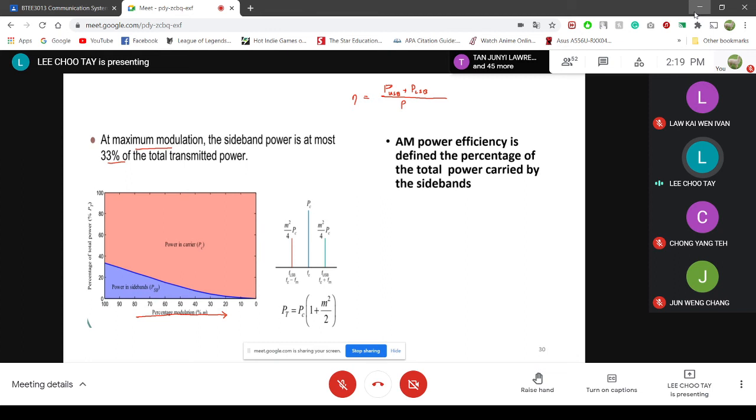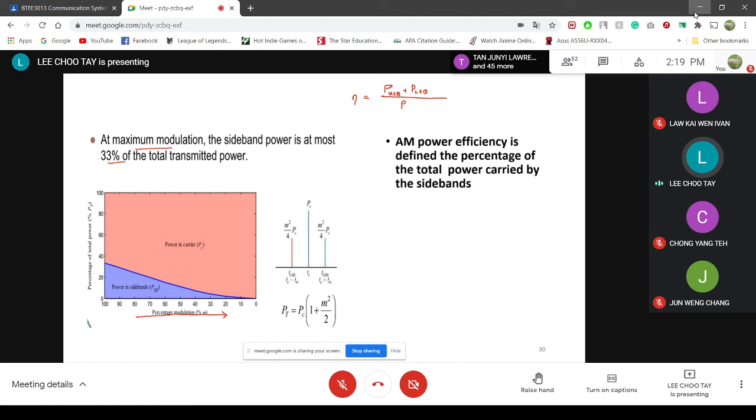Now, make use of our trigo identity again. So this one again will be cos X cos Y. So what I have here will be equal to half of cosine of omega C minus omega MT plus cosine of omega C plus omega MT.